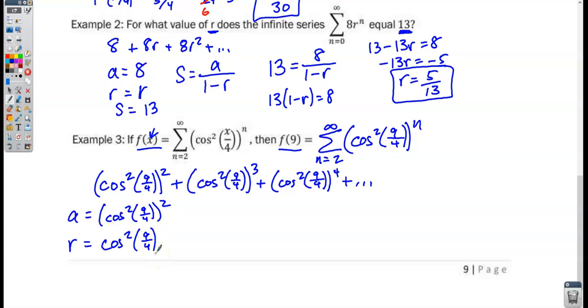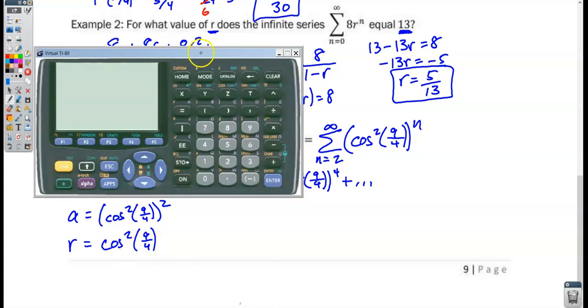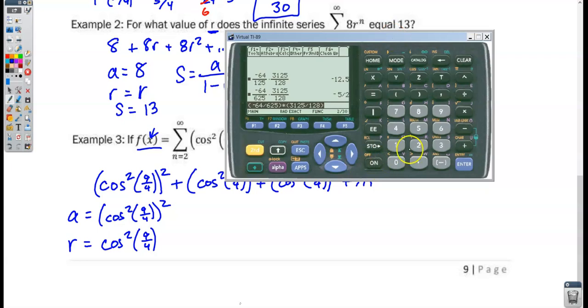Right now, confirm. In order for this to converge, cosine squared of 9/4 has to be between -1 and 1. This is not hard for us to confirm. We know that cosine has to be between -1 and 1 inclusive. So unless what's inside the cosine function makes it 1, when we square it, this value is going to be in between 0 and 1. And this is going to converge. Just in case you're nervous about that, you can pretty easily confirm. Just find the value of cosine of 9/4, quantity squared.